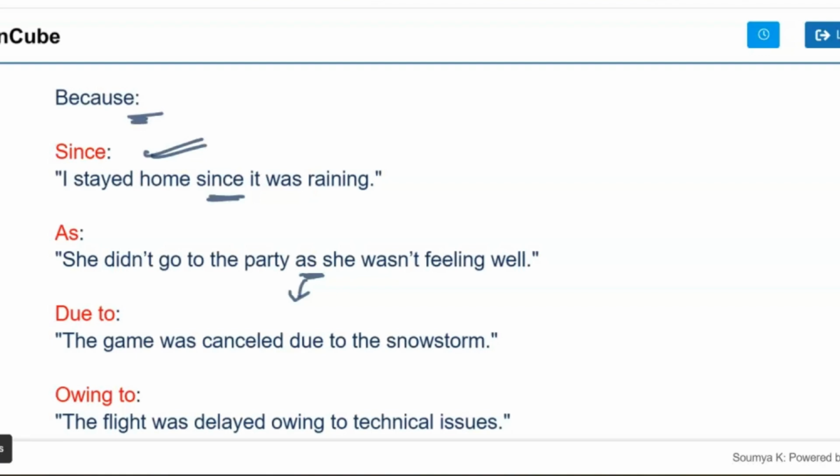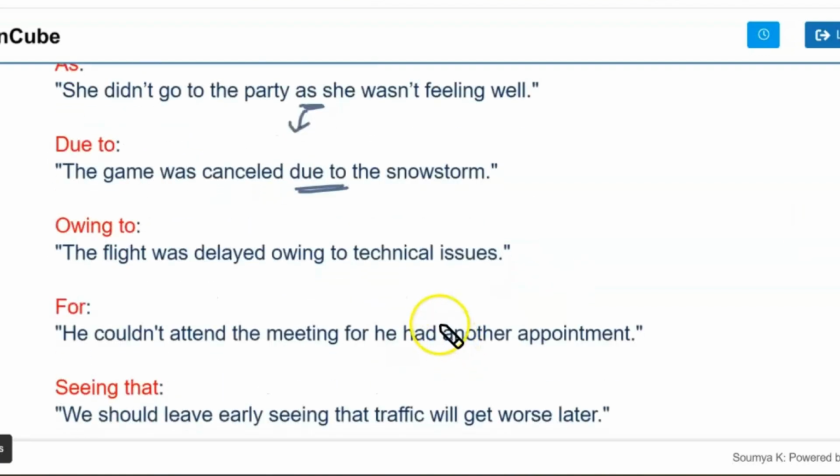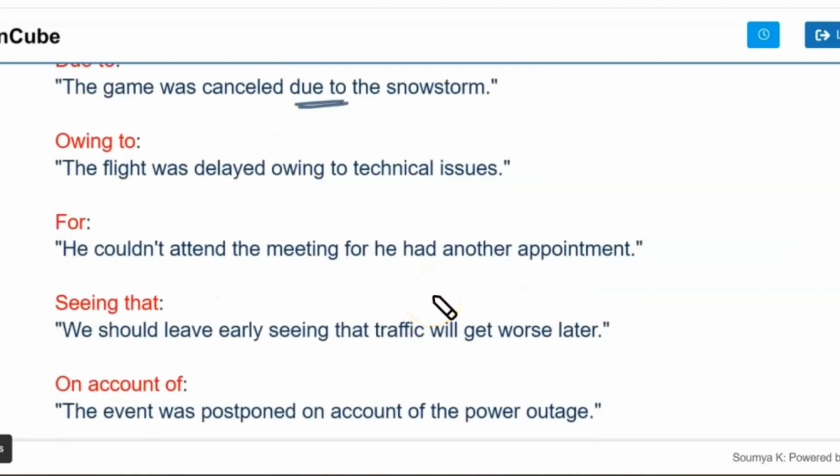Fine. Next one is due to. The game was cancelled due to the snowstorm. Okay. So the word is due to. Next one is owing to. The flight was delayed owing to technical issues.